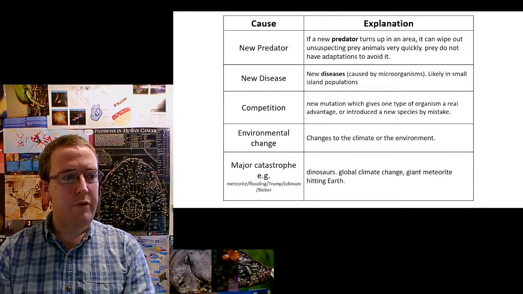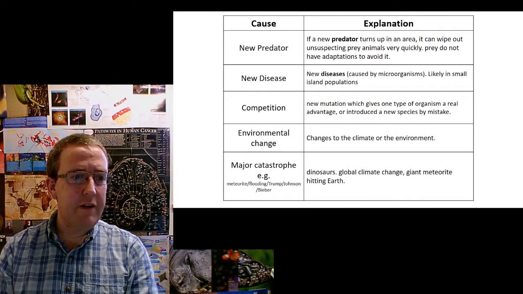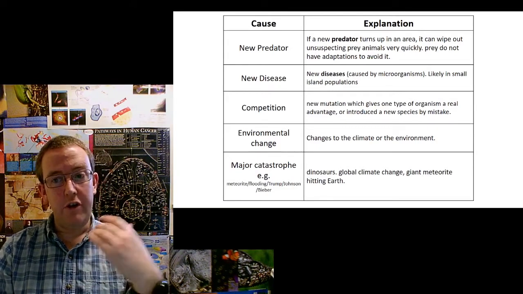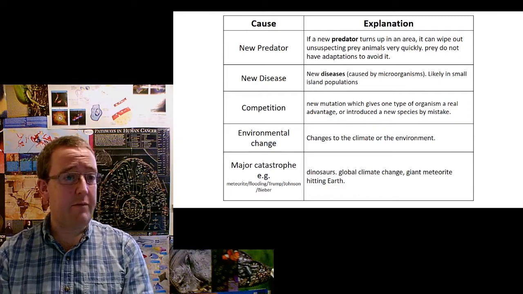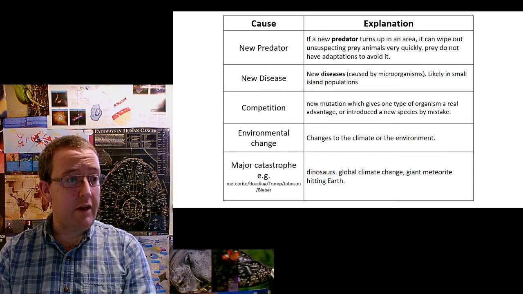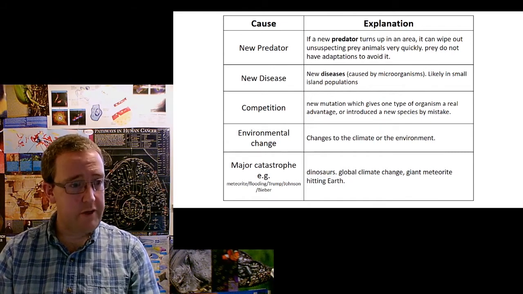So you're supposed to be able to, if you're asked, pull up two or three of these examples: a new predator, new disease, competition, environmental change, and major global catastrophes. And if you want to jot those down and make any notes, then feel free to pause and do so. But they are the ones you should be using.